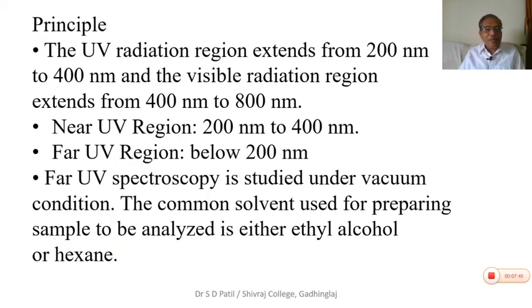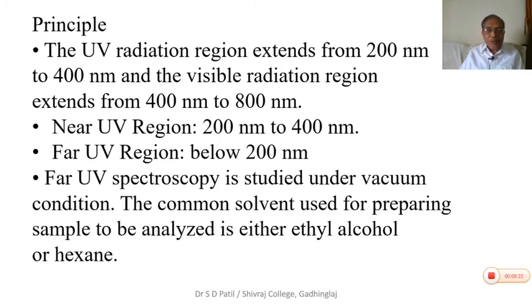The principle on which UV spectroscopy works can be explained in brief. The ultraviolet radiation region extends from 200 nanometers to 400 nanometers, and the visible region extends from 400 nanometers to 800 nanometers. So in general we study from 200 to 800 nanometers in the UV spectroscopic region. The near UV region is 200 nanometers to 400 nanometers. Far UV region is below 200 nanometers.